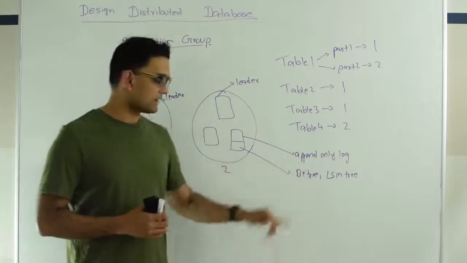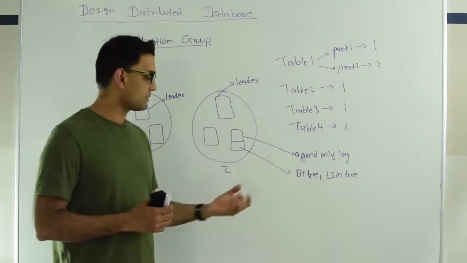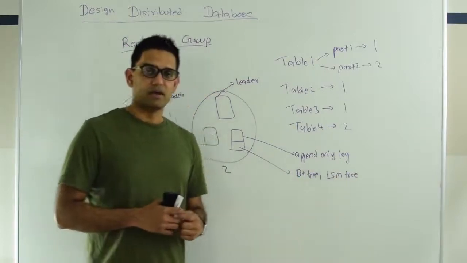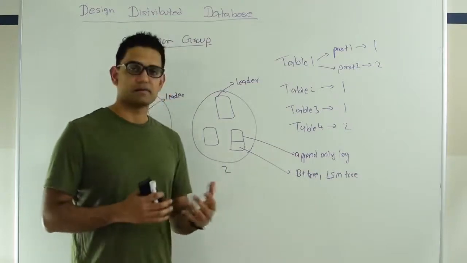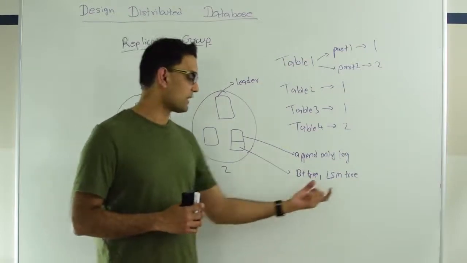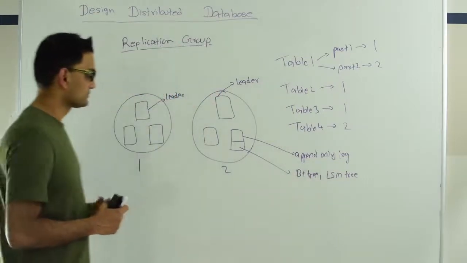So as I said, indexing can be done by a B plus tree or LSM tree. If you have a read heavy system, then you would use a B plus tree. For a write heavy system, you would use an LSM tree. Most of the newer distributed databases seem to be preferring LSM tree over B plus tree.